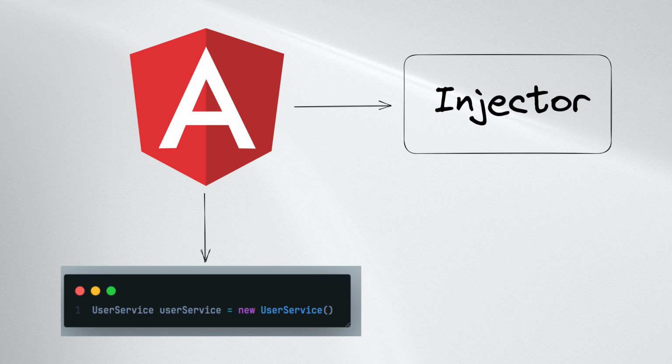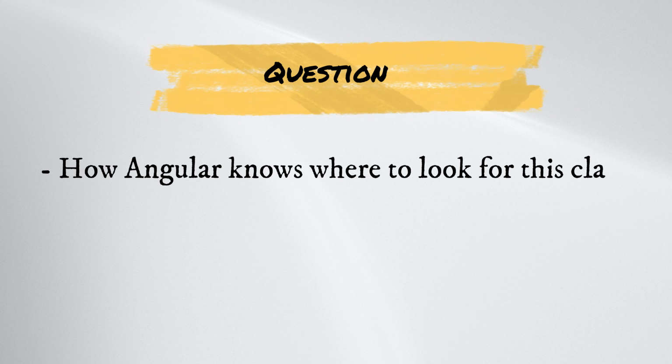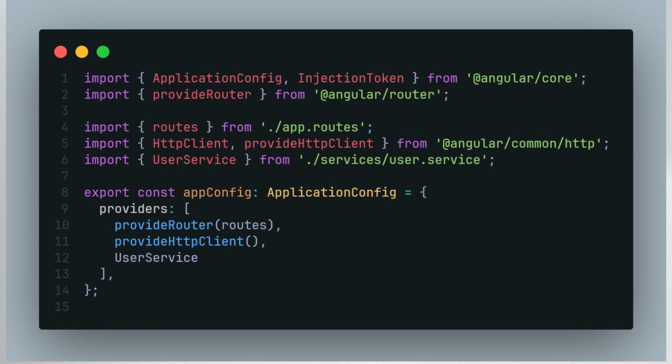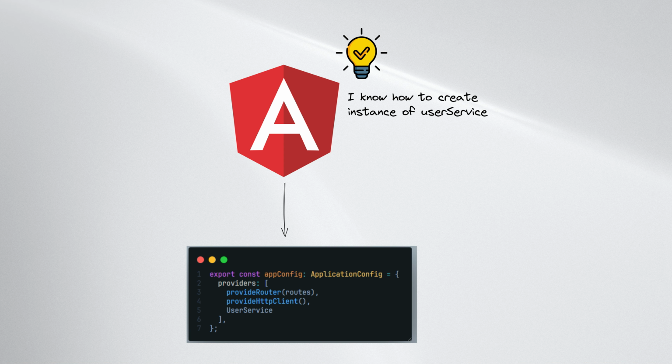So now you know that Angular creates an instance if it is not available in the injector. So we have to ask this question, how does Angular know where to look for this class? So you have to tell Angular where the class is, right? That's where the providers array comes into the picture. So you declare all your providers in the providers array and Angular looks at this array at the time of creating an instance to find the class it needs to create an instance of. So basically the providers array tells Angular how to create an instance.